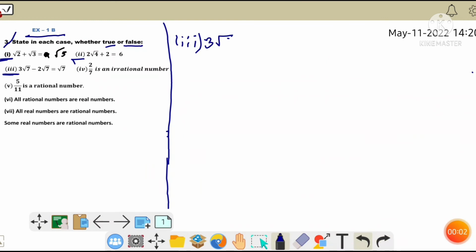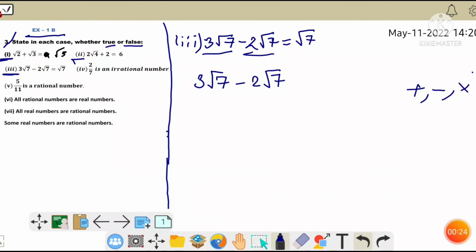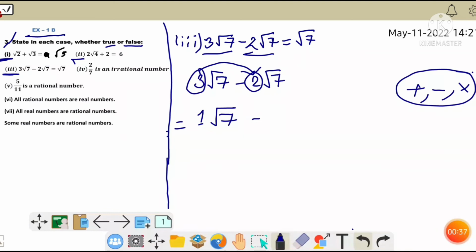Next is question number 3. It is 3 root 7 minus 2 root 7 equals root 7. So we have to subtract two of the same roots, that is root 7. So we have 3 root 7 minus 2 root 7. We can add, subtract or multiply the same roots. The same root here is root 7. So we have 3 minus 2 is 1 root 7. So we'll get root 7. So yes, it is true.